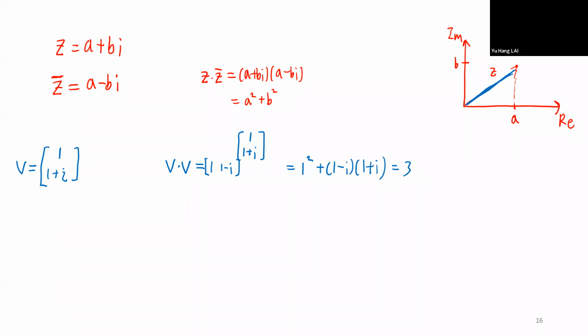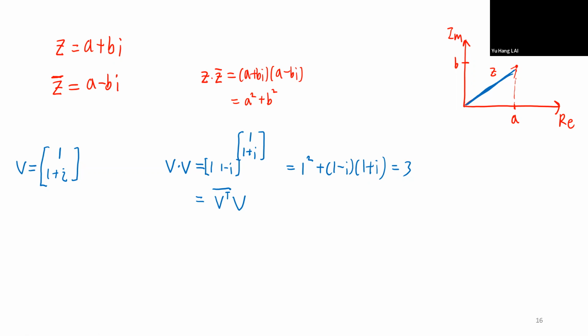So what I did here is essentially V transpose conjugate times V. This is what I'm actually doing here. You can see that even though the vector itself contains complex numbers, if I take the dot product with itself, it still gives me a real number, because I'm multiplying a complex number with its own conjugate, and that always gives a real number.